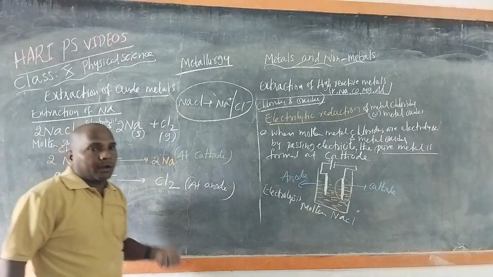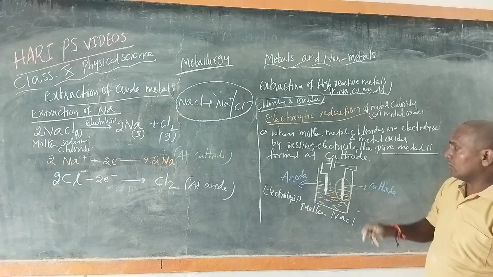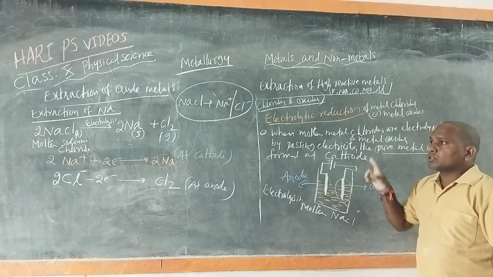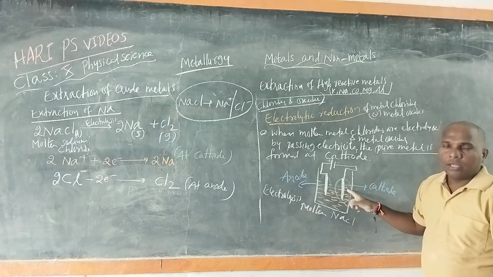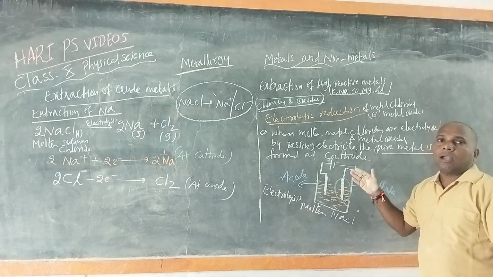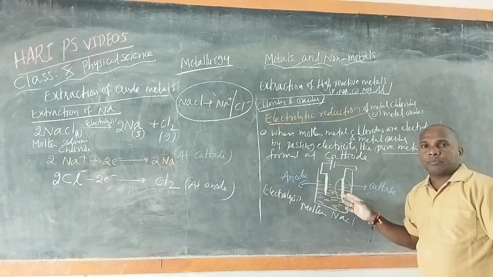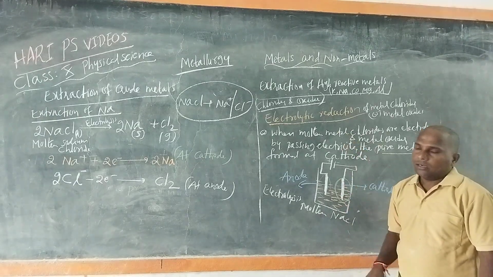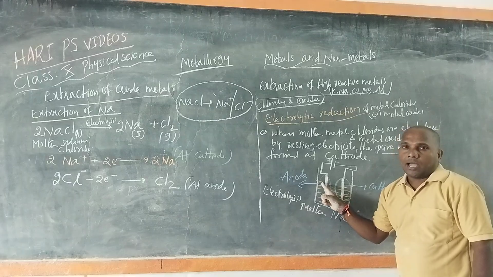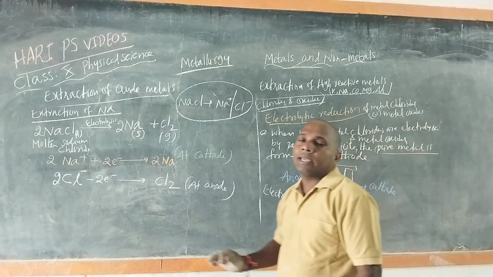These are the reactions that happen at the cathode and the anode. At the cathode, the sodium ion is attracted towards the cathode, gains the electrons and is deposited, forming pure sodium at the cathode. Whereas the chloride ion is attracted towards the anode, loses the electrons and forms chlorine gas.